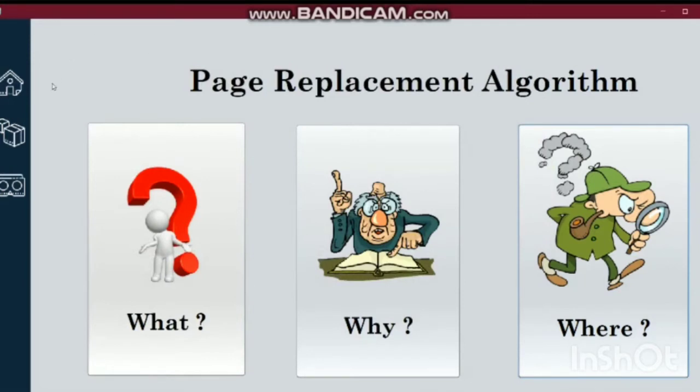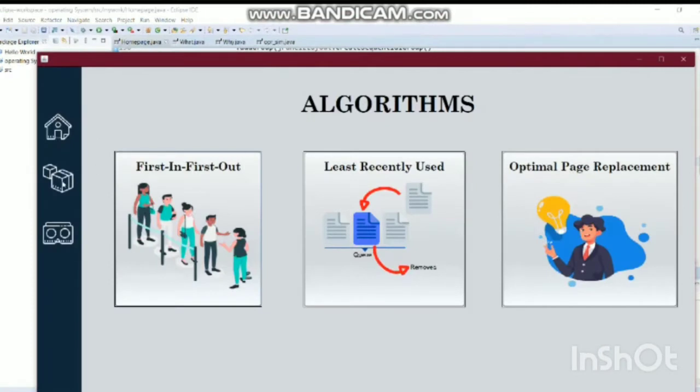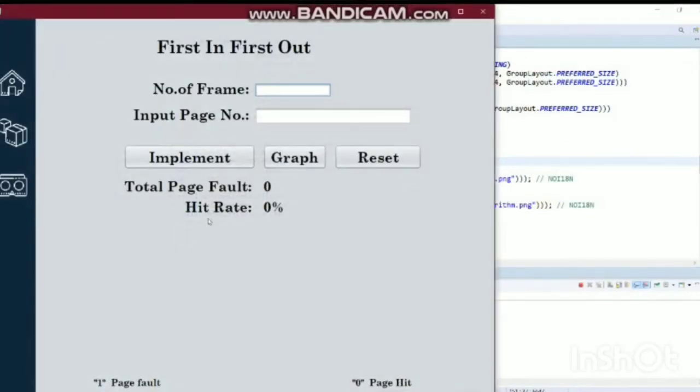Now let me take you to part 2 of our video, and that is the algorithms tab. When I clicked this icon, it took me to the algorithms tab. We have implemented three algorithms: FIFO, least recently used and optimal page replacement. All three algorithms contain the table, the hit ratio, the number of fault pages and a graph embedded within it. So let's first check out FIFO.